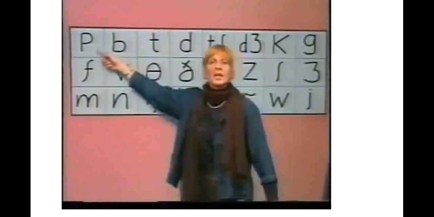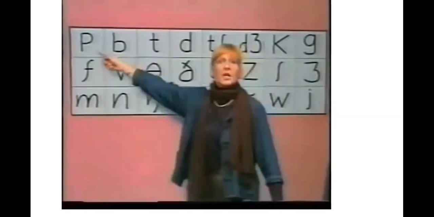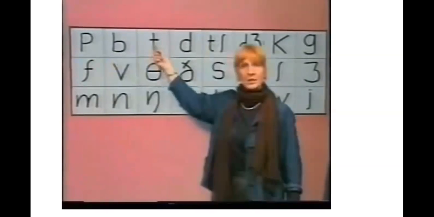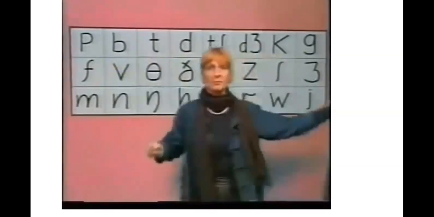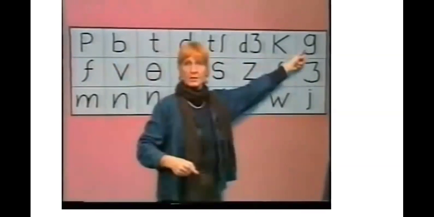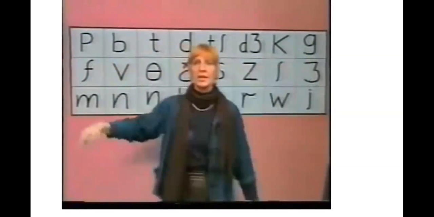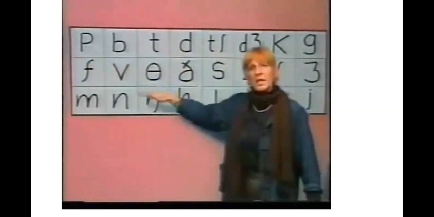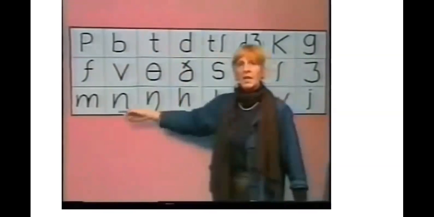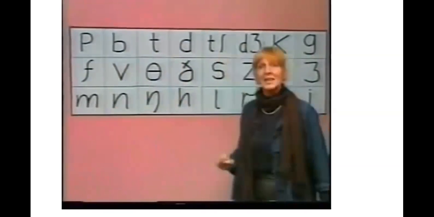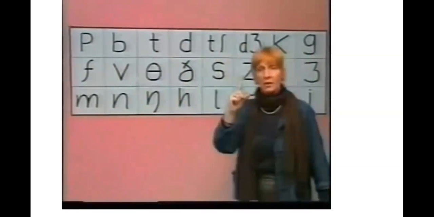All the sounds are either unvoiced or voiced. Unvoiced, voiced, unvoiced, voiced, unvoiced, voiced, alternately, and the same for the second line. Unvoiced, voiced, etc. The second line is for the fricatives. The last line, every sound is voiced except for one. And that sound is this one.